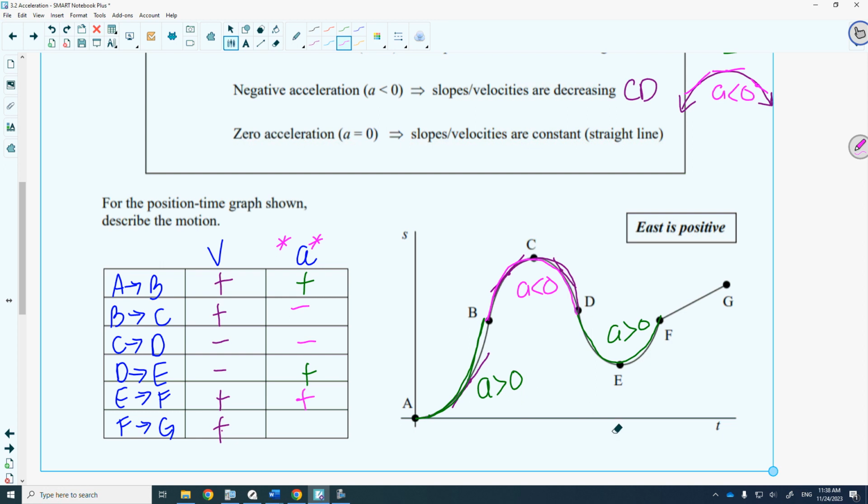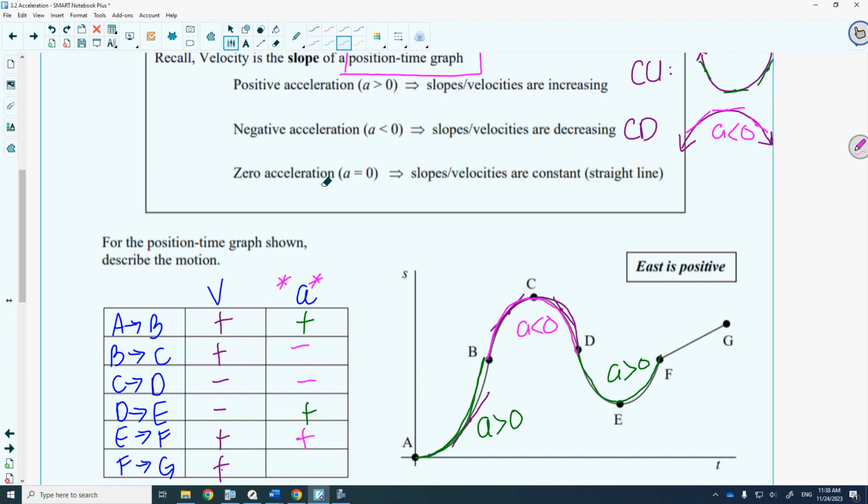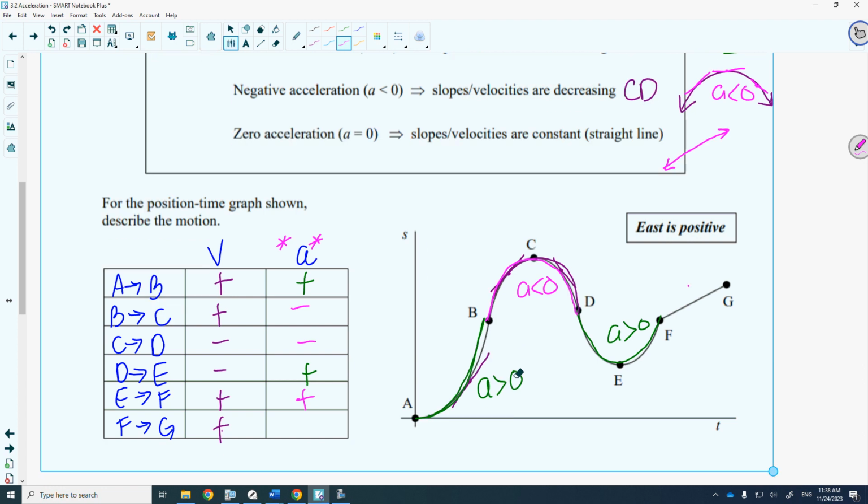Okay, and then your acceleration is zero if you have a straight line. So a straight line, when it's constant, your acceleration will be zero. So here is where my acceleration is zero. So this guy would be zero.